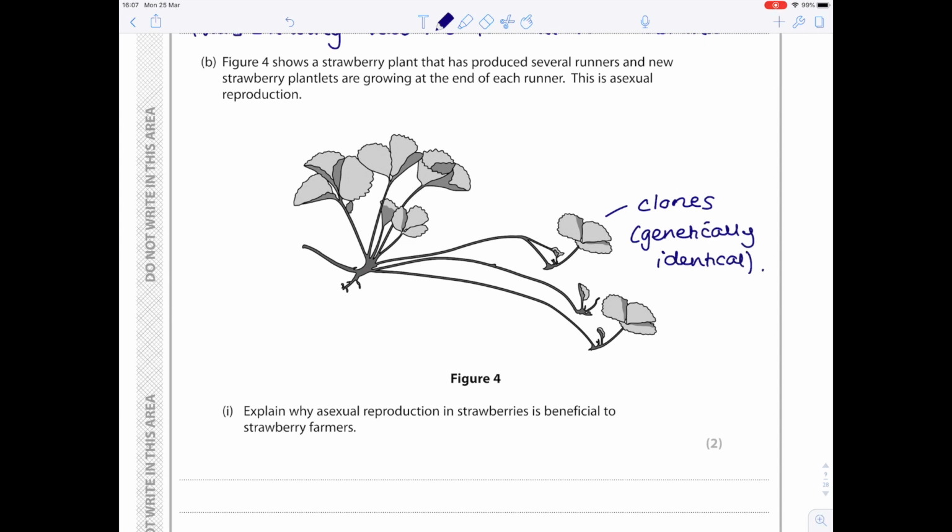So why would this be good for the farmer? First of all, because it's extremely quick, and secondly, because there's no requirement for cross-pollination. It's a very quick process, and it allows the farmer to produce a high yield very fast.